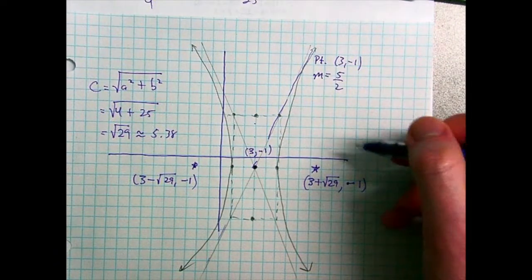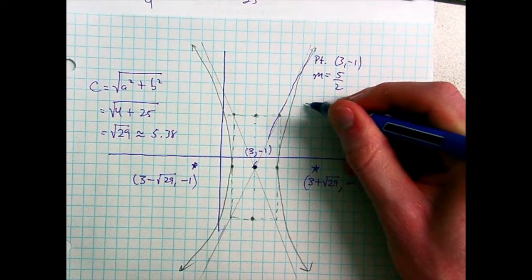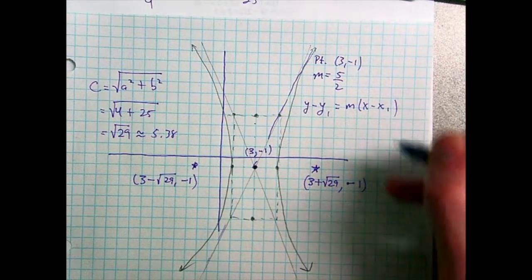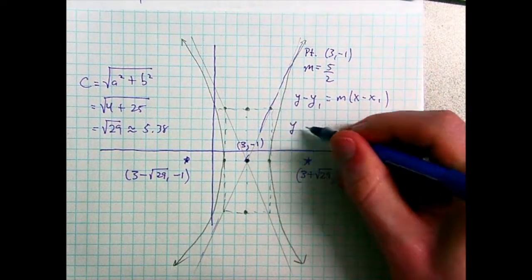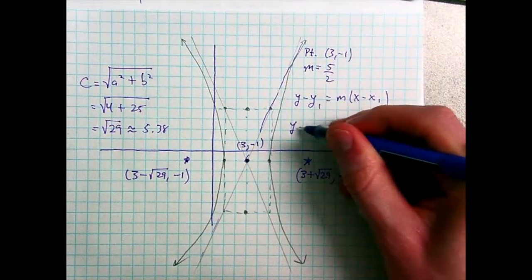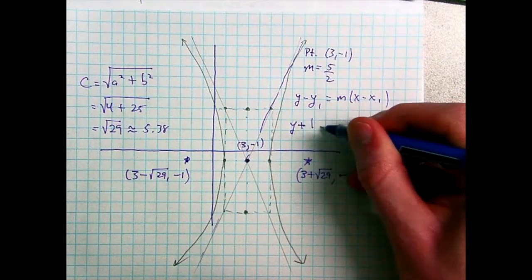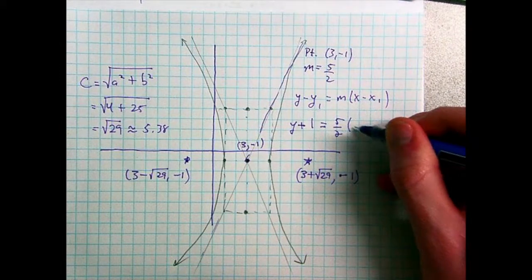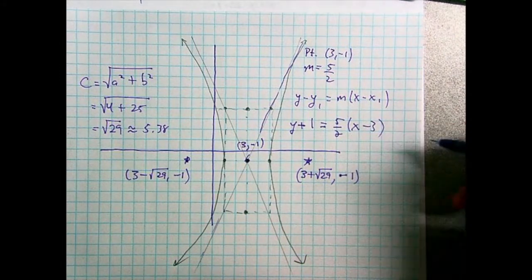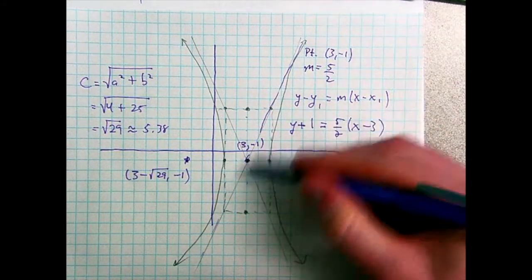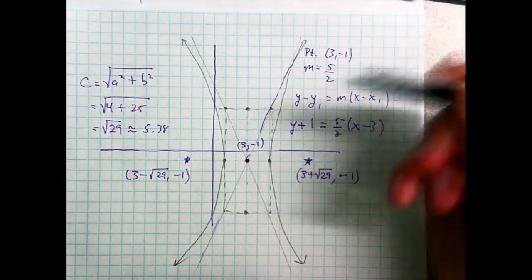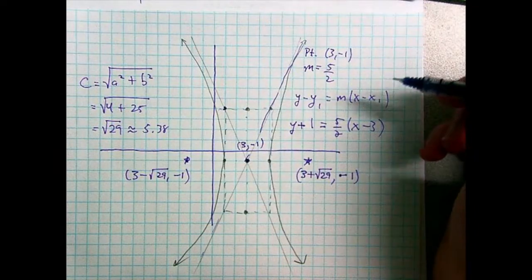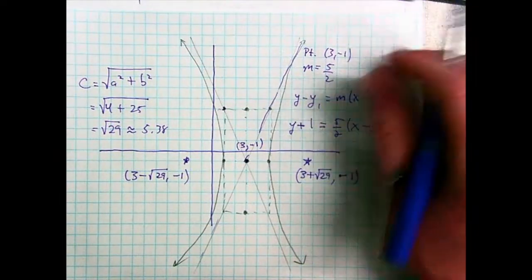So using point-slope form, y minus y1 equals m times x minus x1, we would have y minus y1. y1 is negative 1, so that's minus negative 1, which gives you plus 1, equals m, that's the slope, which is 5 halves, times x minus x1, which is 3, and that's the equation of that asymptote. The other asymptote's equation can be found in a very similar way. You would just use this point and this point. I'll let you do that. I don't think you need to see me do that twice.